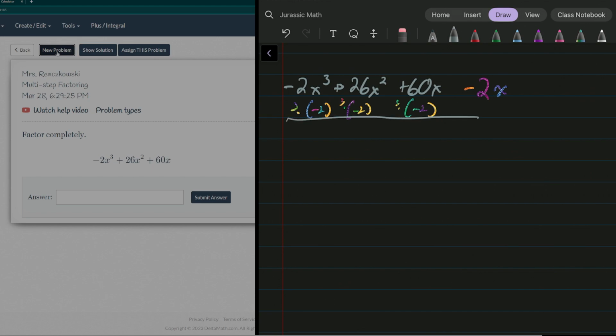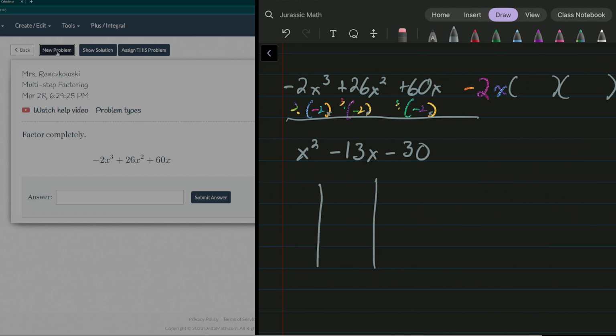All right, so that means I also have to take out an x on each one. So that means we're going to have x squared, a negative, because if I take a negative away from a positive, it's going to be a negative. Divided by 2 is 13x. And then finally a negative 30. You did not have to take out the negative. I just did it because it's easier for my brain to comprehend.